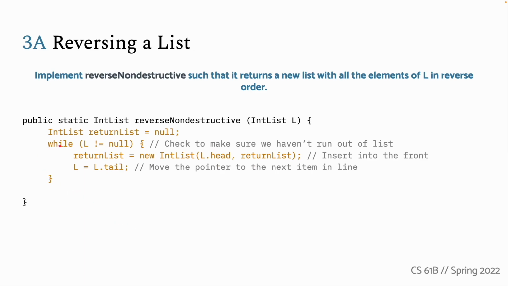So this while loop keeps going until L is equal to null. This is just a check to make sure that we haven't run out of list yet. Because once we run out of list, there's no point. We don't want to be inserting nulls at the beginning.